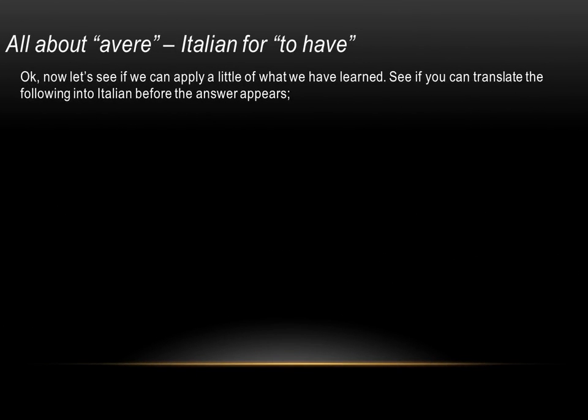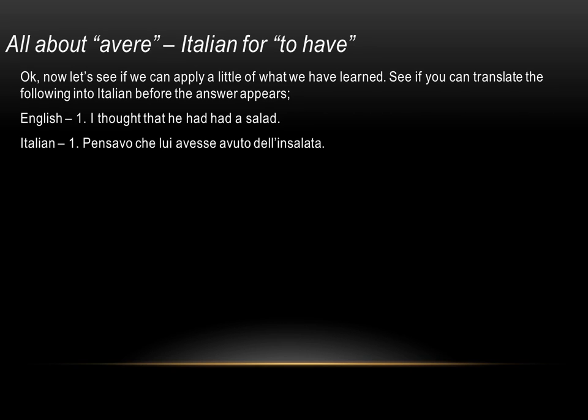All right, now let's see if we can apply a little of what we've learned. See if you can translate the following into Italian before the answer appears. Here's the English: I thought that he had had a salad. Okay, the word "that" is your clue. Shouldn't have told you that, but I'm just too nice of a guy. I thought that he had had a salad. Pensavo che lui avesse avuto dell'insalata.